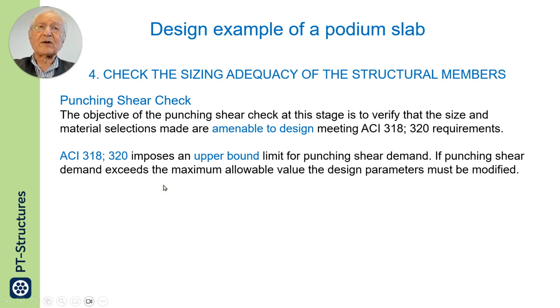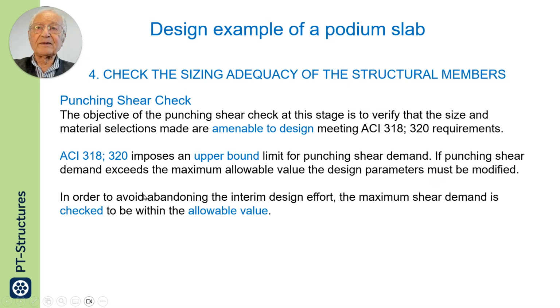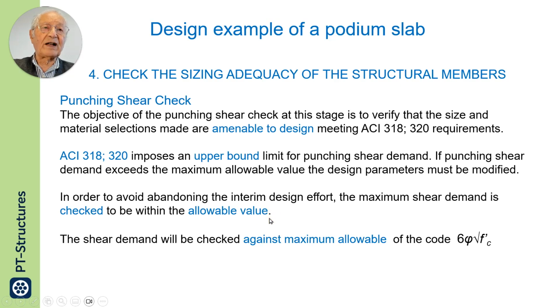For that reason, we do punching shear first. ACI imposes an upper bound limit for punching shear demand. If punching shear demand exceeds the maximum allowable value, the design parameters must be modified. You have to restart. We don't want to do that. So in order to avoid abandoning the interim design effort, the maximum shear demand is checked to be within allowable values.